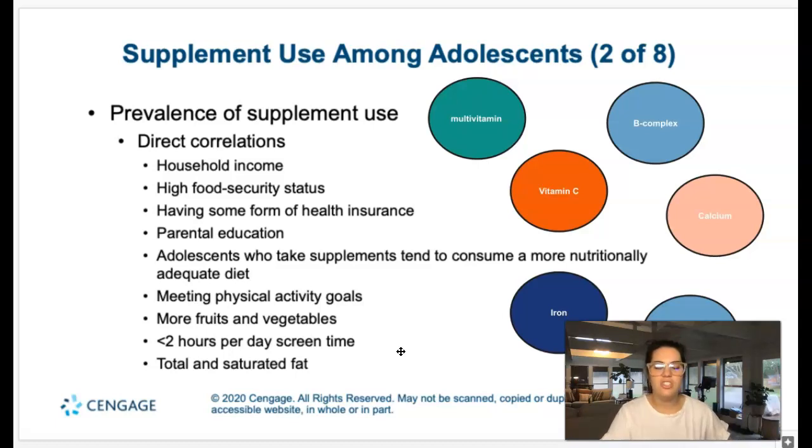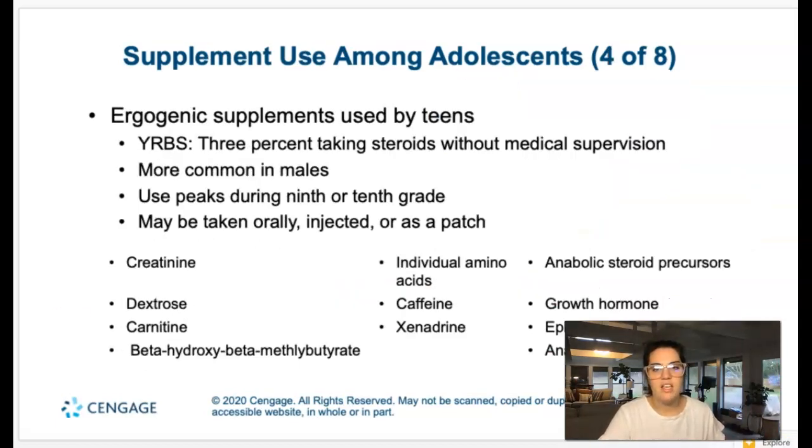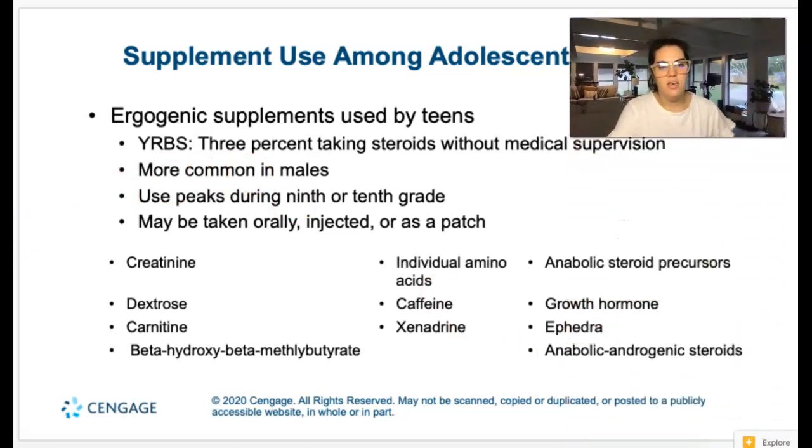I think it's just interesting to look at this because we should be considering food first. So let's eat a more diverse diet that's including things like vitamin C and B vitamins and iron rather than reaching for these supplements. So whenever we look at teens supplementing things other than our standard nutrients, we'll see things that maybe are a little bit more focused on changes to body composition.